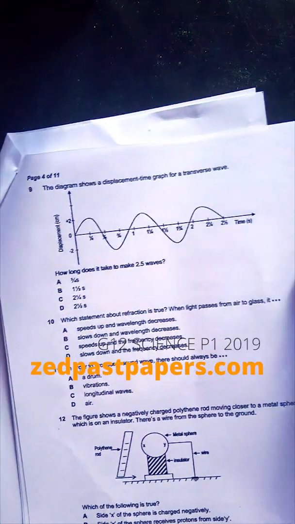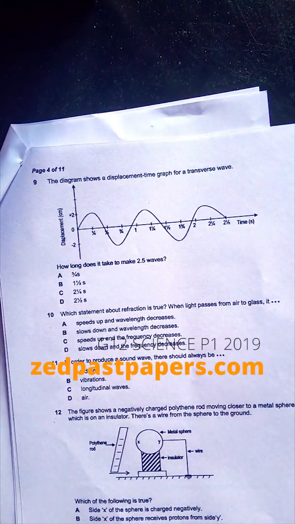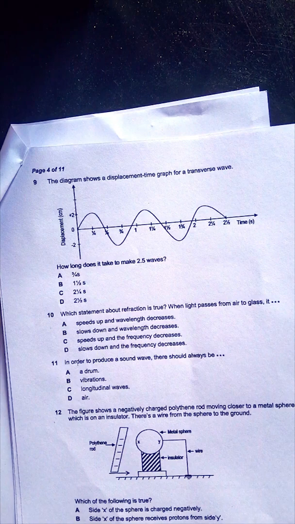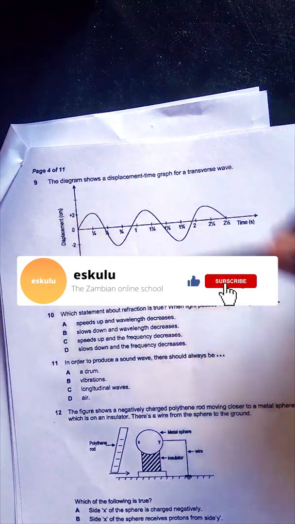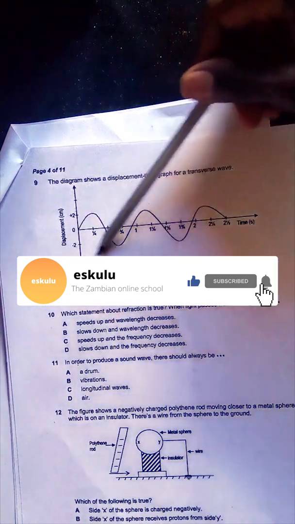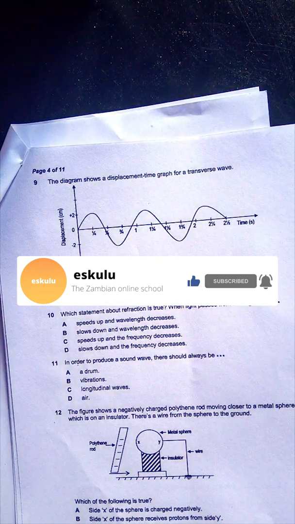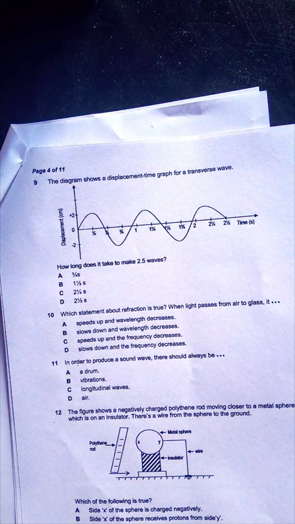Question 9 is saying the diagram shows a displacement time graph for a transverse wave. We've got displacement on the y-axis and time on the x-axis. Now the question is asking us, how long does it take to make 2.5 waves? 2.5 waves. So first what we need to define is a wave.